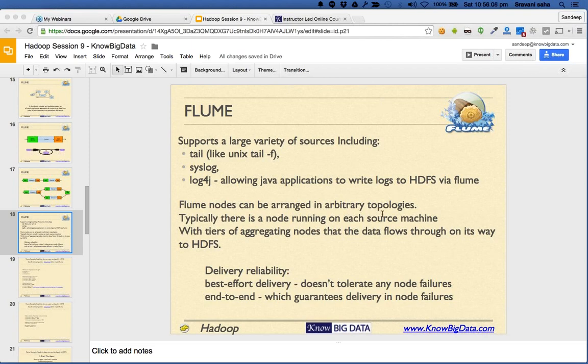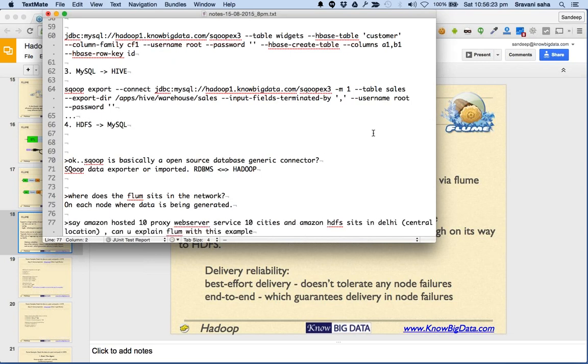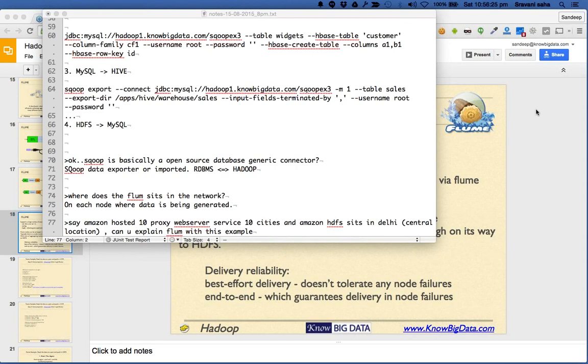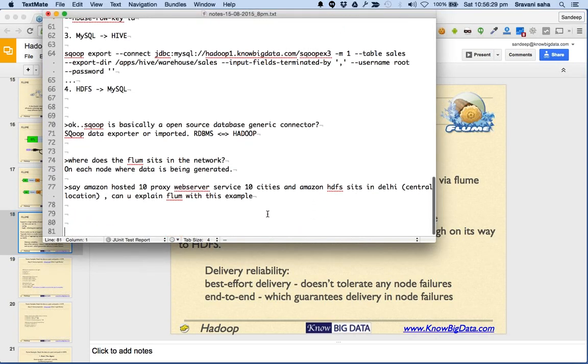Now the other question is, say Amazon has 10 proxy web servers in 10 cities, and the data sits in HDFS. Can you explain with an example? All right, let me try to answer this, good question.